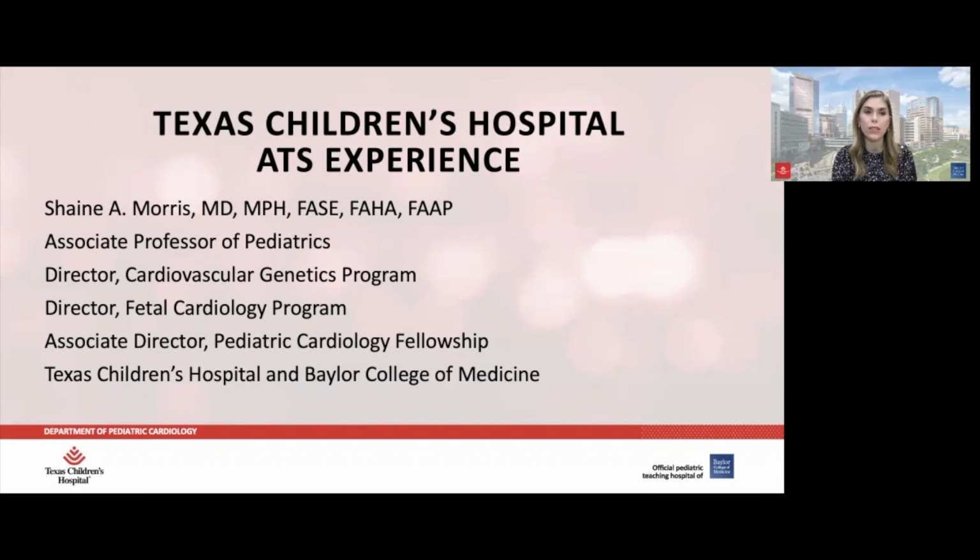My name is Dr. Shane Morris, and I am an associate professor of pediatrics at Texas Children's Hospital and Baylor College of Medicine in Houston, Texas. I currently serve as the director of the cardiovascular genetics program, as well as director of the fetal cardiology program here at Texas Children's. I also serve as associate director of our pediatric cardiology fellowship. And I came to talk a little bit today about our experience at Texas Children's Hospital. And I also have one of our trainees who's going to detail the experience.